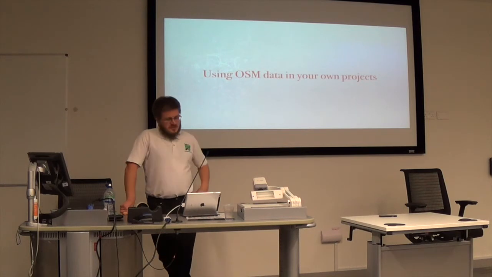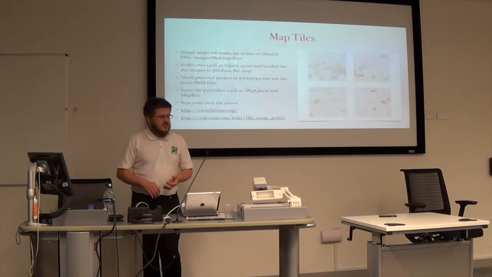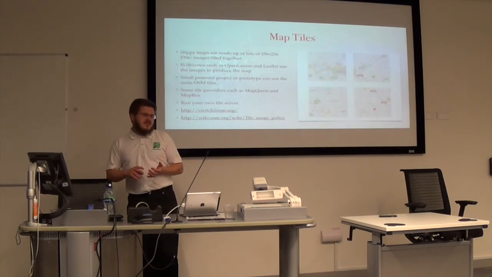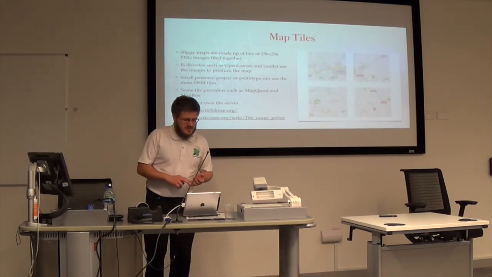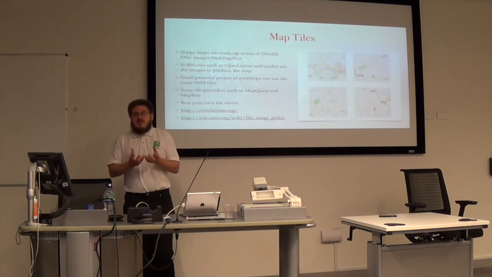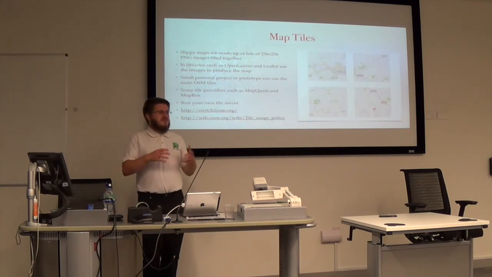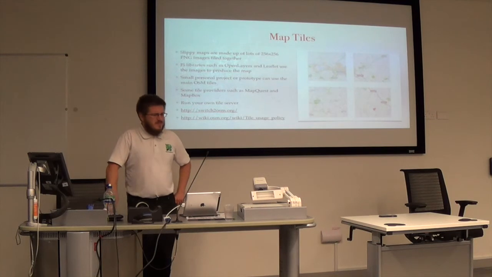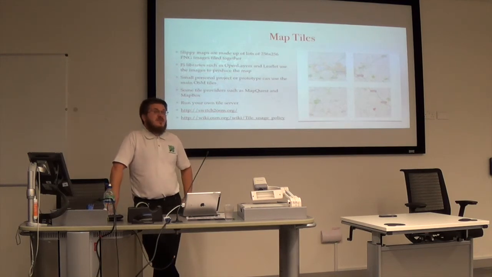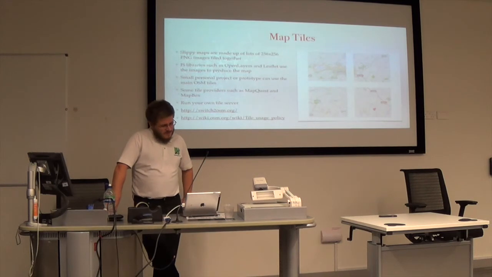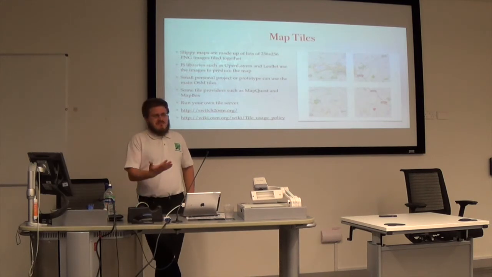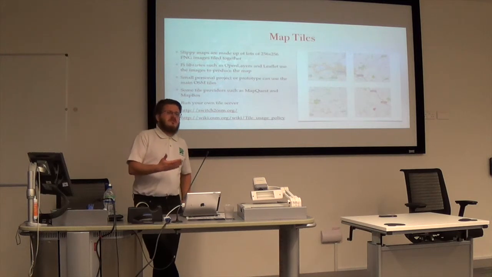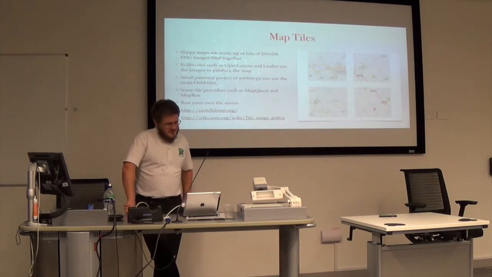So in terms of using OpenStreetMap in your own projects, probably the most likely first step is to use map tiles. They're basically square images where at zoom level 0 you've got the whole world, and as you go down it multiplies by a factor of 2 to the power of the zoom level. Once you get down to street level detail, there are so many images you really don't want to download them all. You want to be rendering them on the fly.